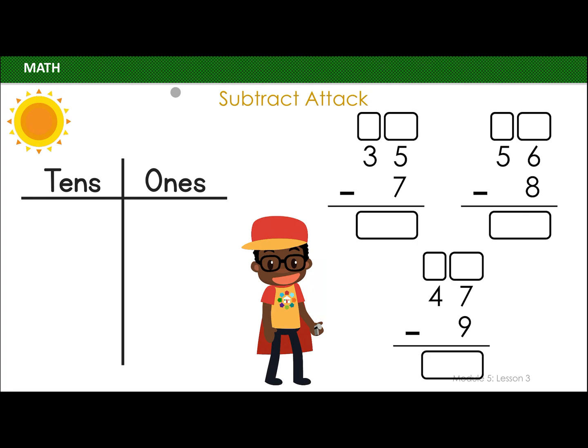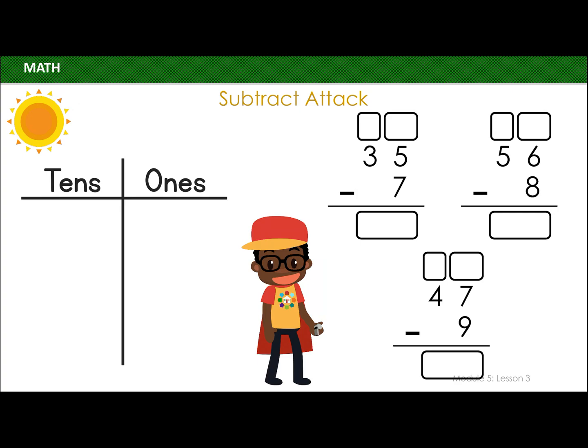Subtract, attack. We have 3 more problems that we are going to be doing the same way, regrouping. So we also can use our 10s and 1s mat to help us out with this. So I'm going to be using that for one problem, and the rest I'll be doing the same.